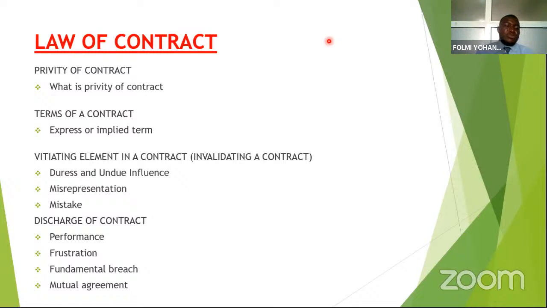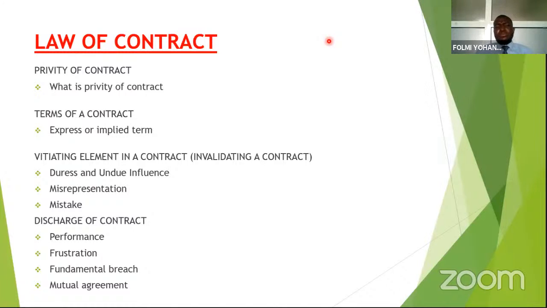express term. Let's say Mr. John is selling a car to Mr. Johnson. Even though it's not expressly stated in the contract that the engine of the car should be functioning properly, there is an implied term that at the time he's selling that car to Mr. Johnson, the engine is functioning. So implied terms are not always expressly stated. They are implied as a result of carrying out an express term.